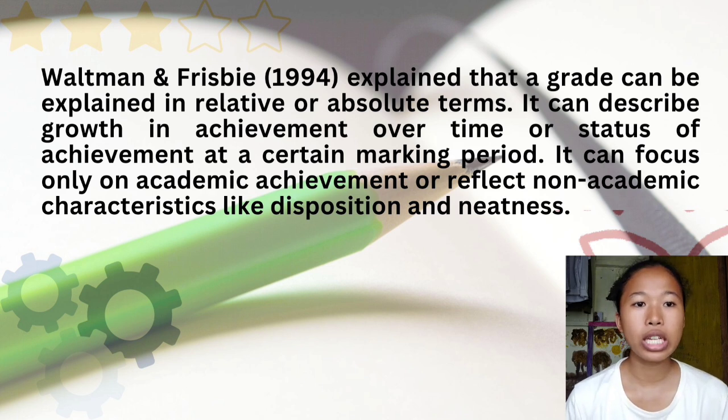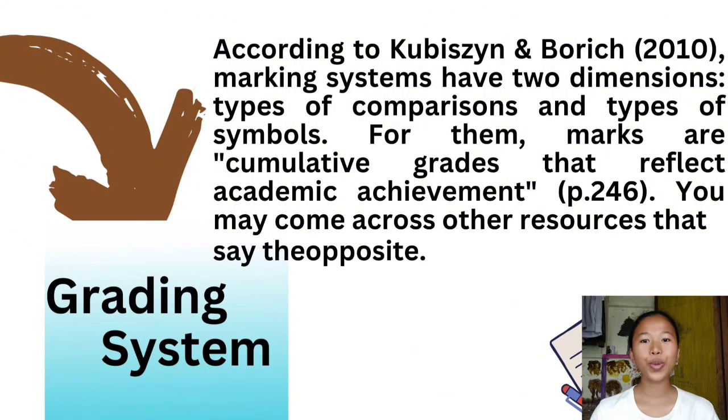It can describe growth and achievement over time, or the status of achievement at a certain marking period. So it can be described through the growing process of a child over time, or it's just the status of a child's progress in a specific period of time. It can focus only on academic achievement or reflect non-academic achievements like disposition and neatness. Now let's move on to the next slide.